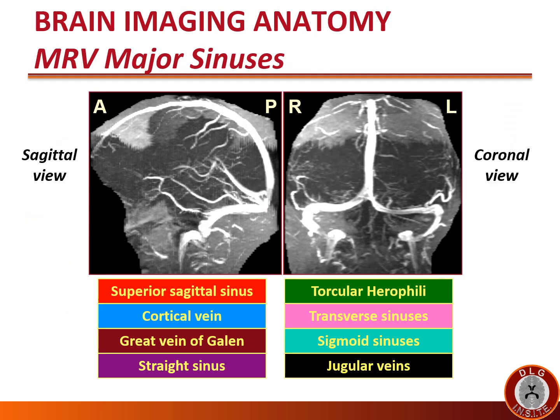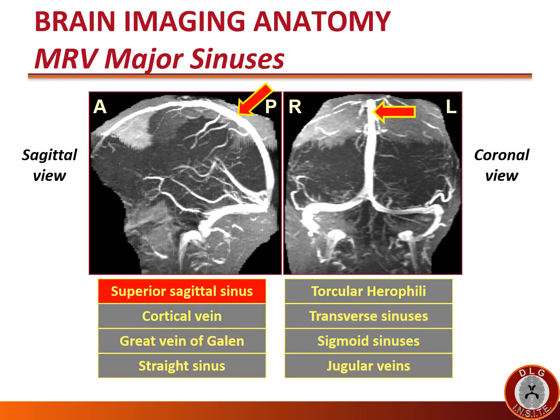This slide shows an MRV or MR venogram of the same patient in sagittal view and coronal view. Can you identify the specific sinovenous structures? The red arrow points to the superior sagittal sinus, the largest of the cerebral sinovenous structures.